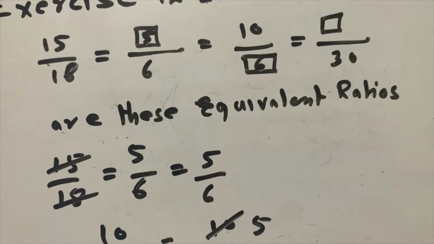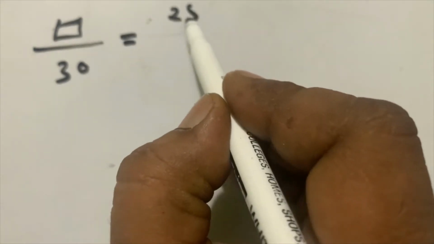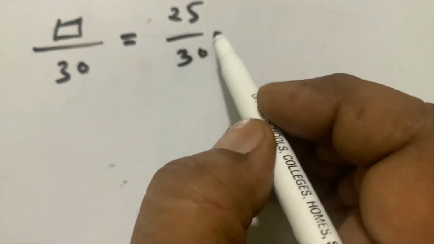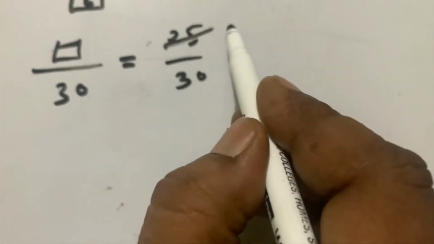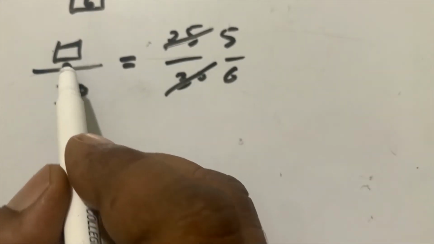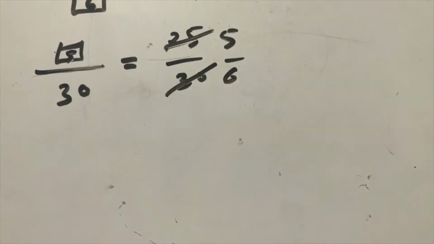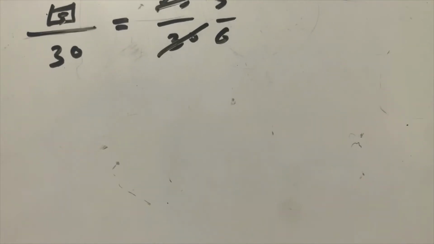Now next is blank upon 30. If we take 25 upon 30 and read the table of 5, 5 5s are 25, 5 6s are 30. Here we can fill 5. So we got the complete answer.